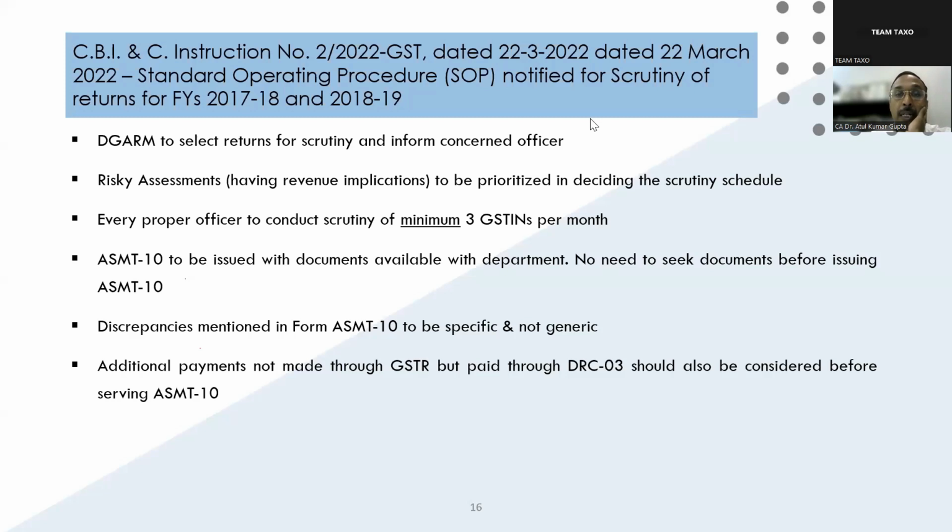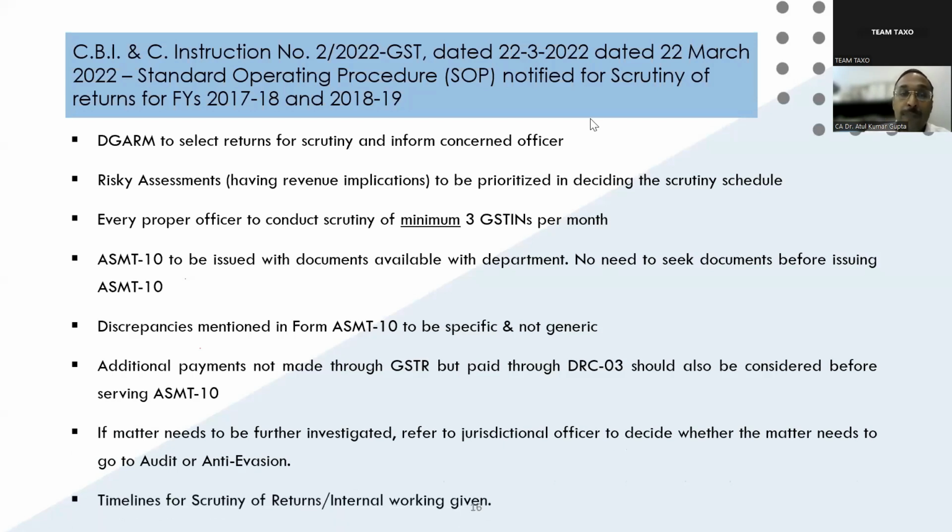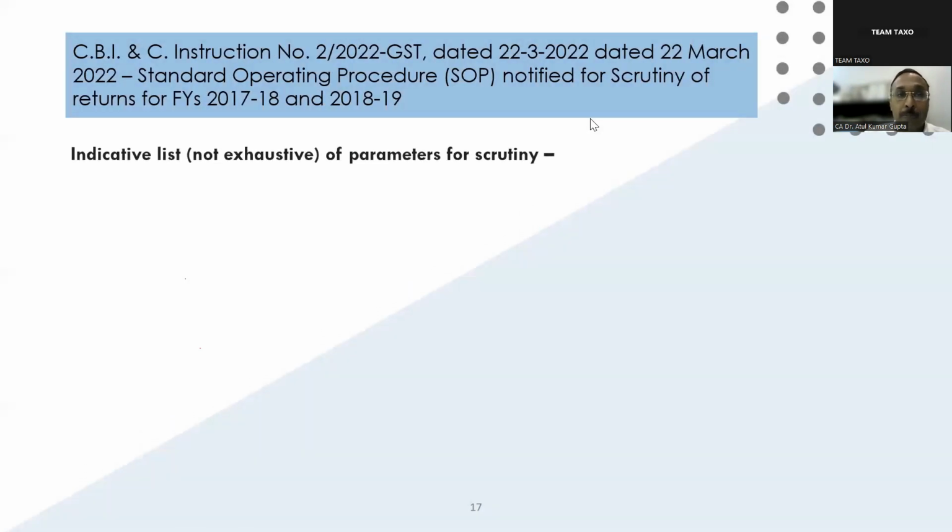Now, my dear friend, coming to the next one. The next one, I have received 2 queries, but I will answer maybe after this slide. Now, my dear friend, as it is there, if the department feels that a further investigation is required, then the matter can be referred to the audit or the anti-evasion department. And they are saying that it should be a time-bound process.